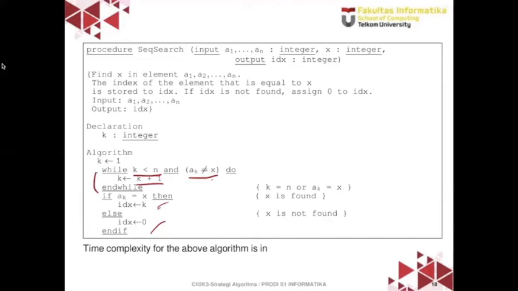Here we only have one loop, which can iterate up to n minus 1 times, so the complexity of the algorithm is big O(n).